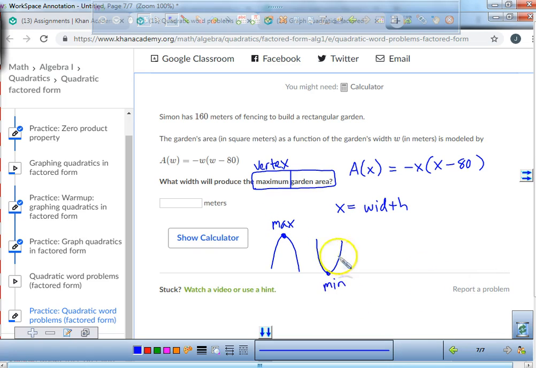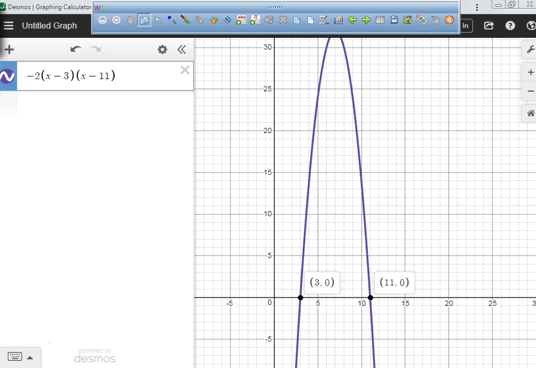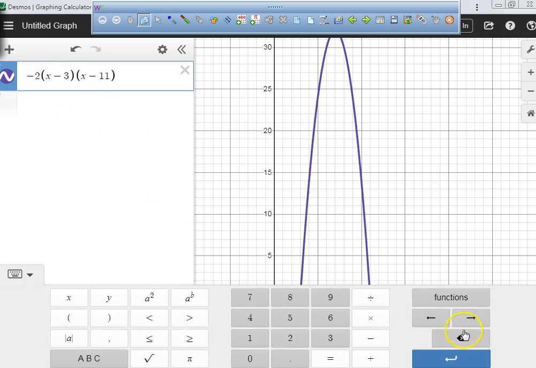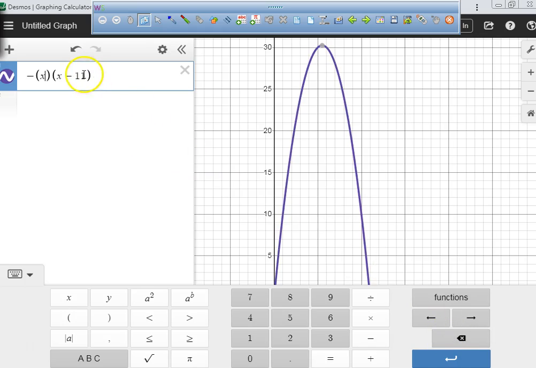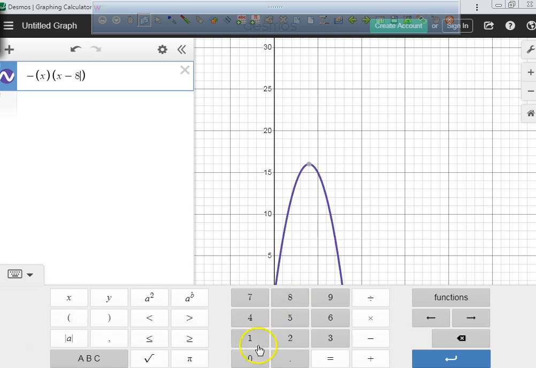Okay, for those of you who are like, okay, what's he talking about? What's this thing called vertex? Okay, so here we go. We're going to type this in. Clear this out. All right, I'm going to delete that. Delete that. And then was it x minus 40? x minus 80, like that, I believe.